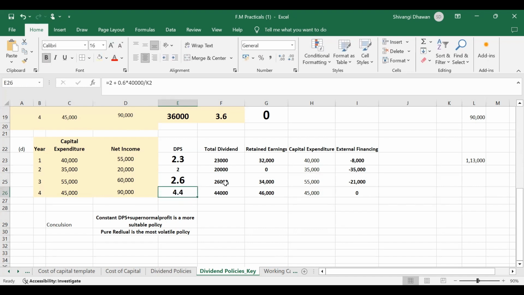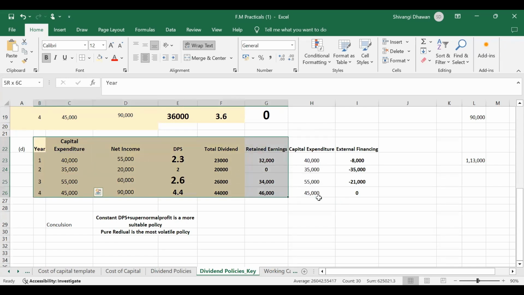So by multiplying it with the number of shares, we can get our total dividend. So 2.3 into 10,000, 2 into 10,000, 2.6 into 10,000, 4.4 into 10,000, we can easily calculate our total dividend. So now if we have our total dividend, we can calculate our retained earnings, that is net income minus total dividend. So this is what we have done here. So 20 minus 20 will give you 0, and other amounts are here for you. Capital expenditure is already given in the question, just like here we are having this. So it's okay till here.